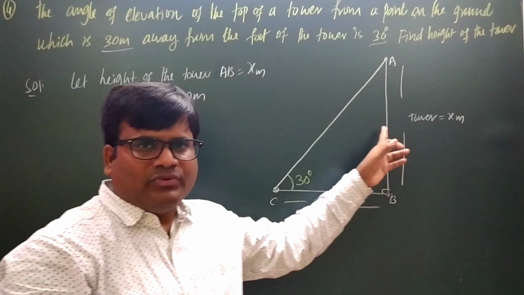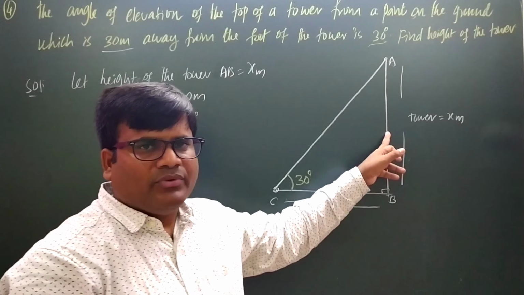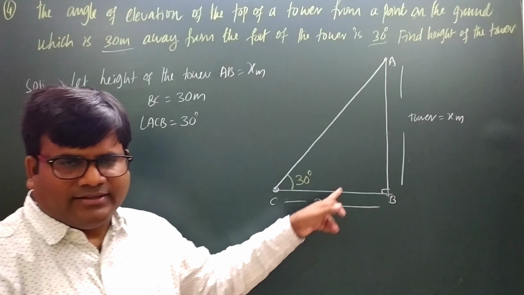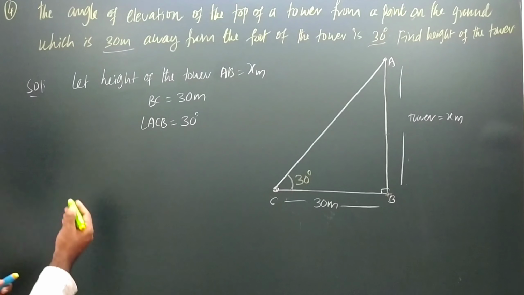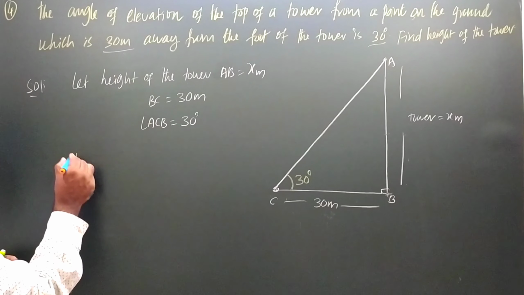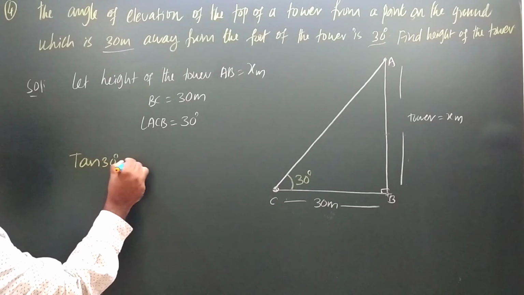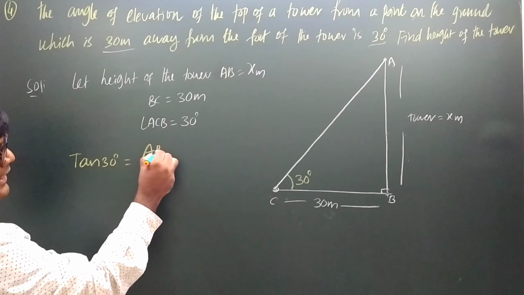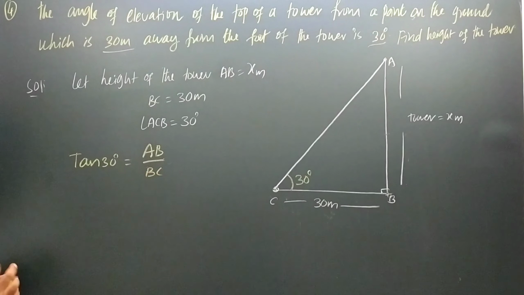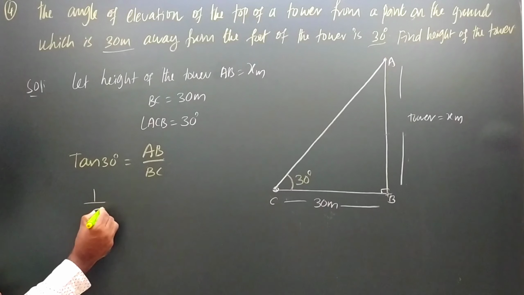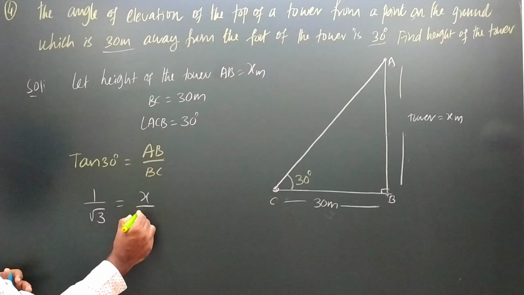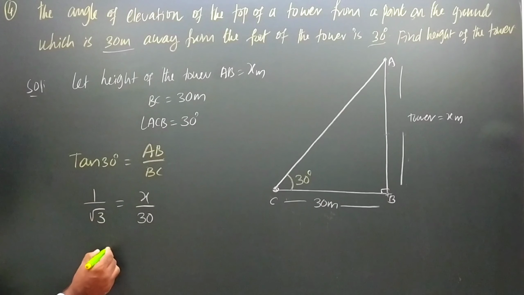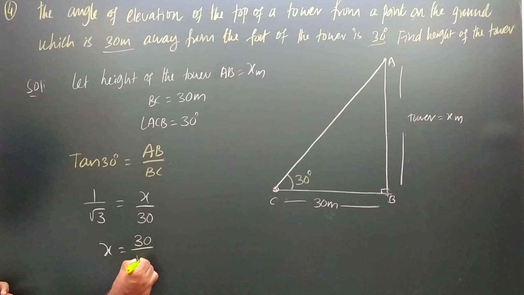With 30 degrees, the unknown side is opposite and the given side is adjacent. The ratio between opposite and adjacent is tan. So tan 30 degrees is equal to opposite by adjacent. The tan 30 value is 1 by root 3, which is equal to AB, that is x, which we don't know, divided by the length of BC, which is 30. So 30 transposes to the left, and you will get x equals 30 by root 3.